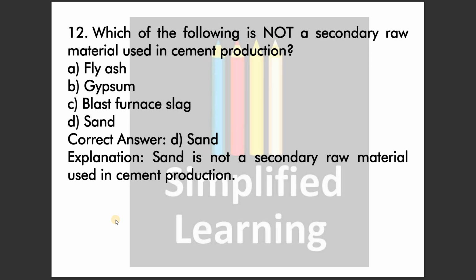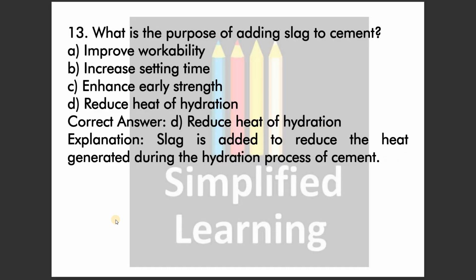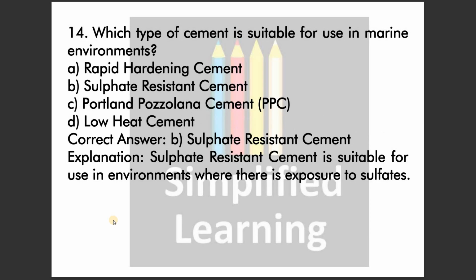Then, which of the following is not a secondary raw material used in cement production? The answer is sand. What is the purpose of adding slag to cement? See, slag is added to reduce the heat generated during the hydration process. That's why the correct answer is to reduce the heat of hydration.